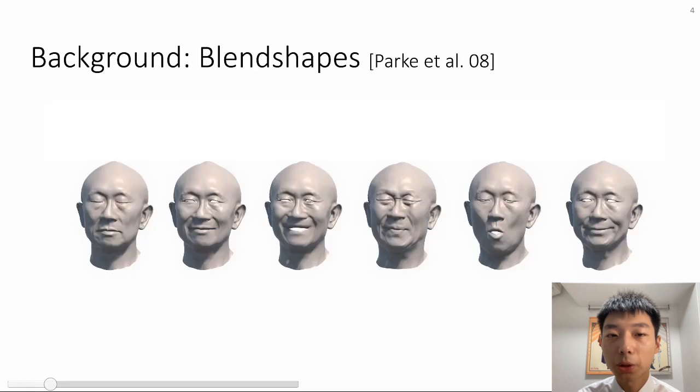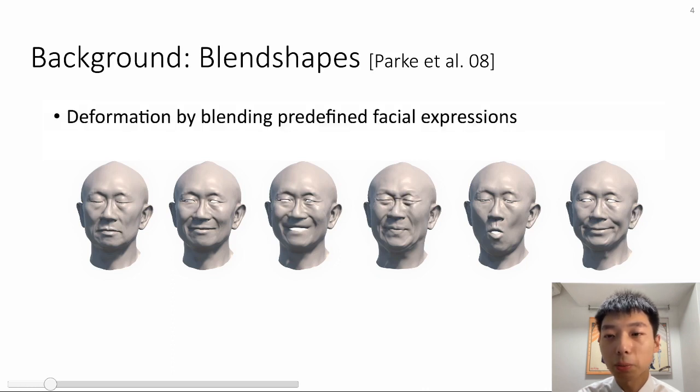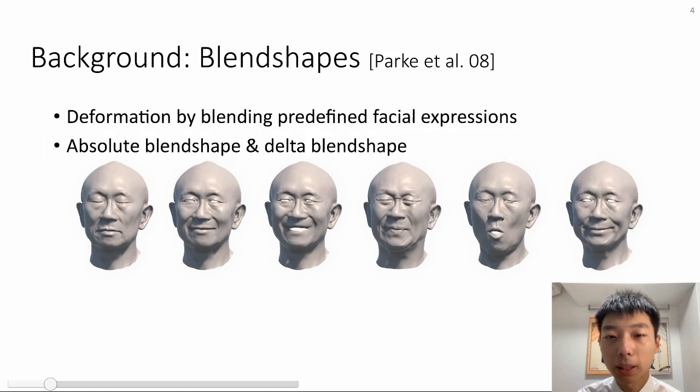Let me first introduce briefly about blend shape. Blend shapes are a technique used in 3D computer graphics to create facial expressions and other complex animation in the 3D model. The technique involves creating a set of predefined facial expressions or poses called blend shapes, which can be mixed together to create a wide range of unique facial expressions. There are two kinds of blend shape, absolute blend shape and delta blend shape.